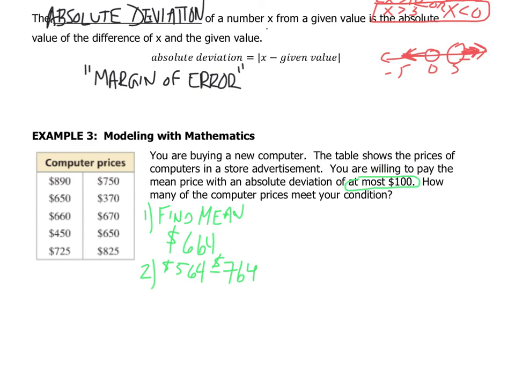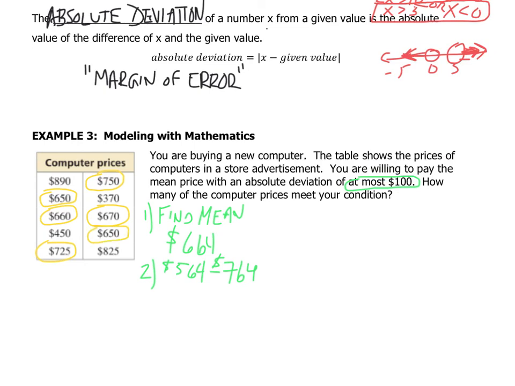So then the question says, how many of the computer prices meet your condition? Well, if I look through these, 650 meets my condition, so does 660. I'm not really sure why you wouldn't select the 451, even if it's not in your standard absolute deviation. It is cheapest, but that's another story. 725 fits. 750 fits barely. Again, 370 I think is a pretty good deal, except we're just focusing on this problem, and I understand that doesn't make sense for real life. And then these two here also fit.